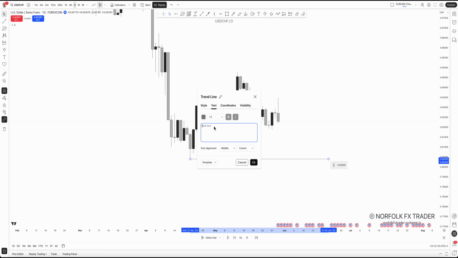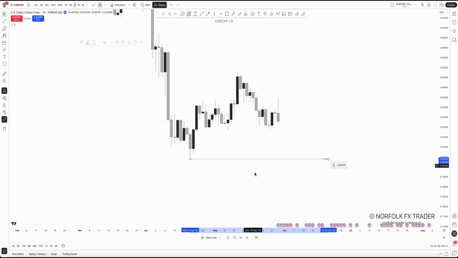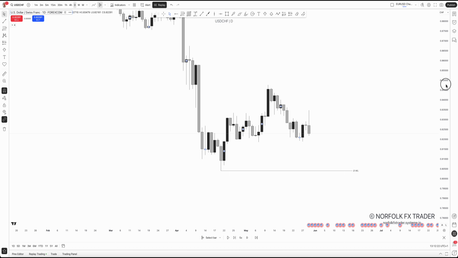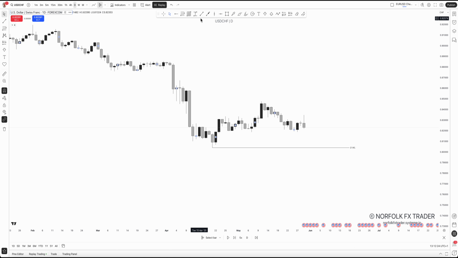So let me just mark this off as a daily weak low. And we'll put this to the right. Okay, so we have a daily weak low. Now, we need to see a break of structure for that to be formed. And what we get is a break of structure, I believe is this one here. So that's a potential break of structure.